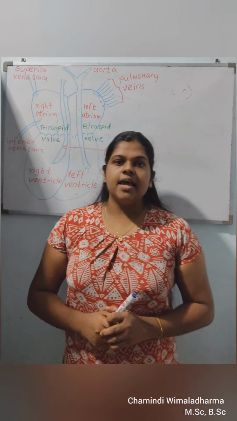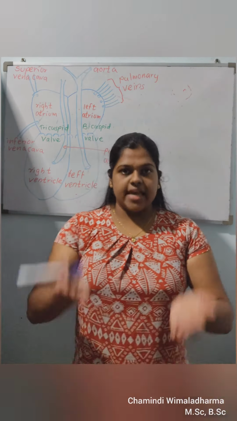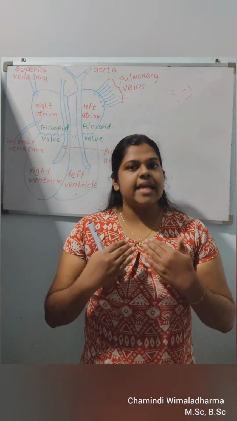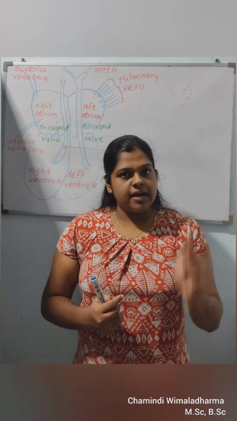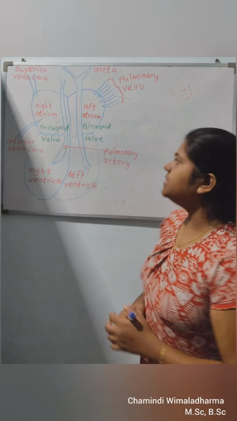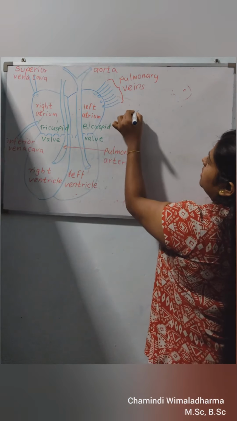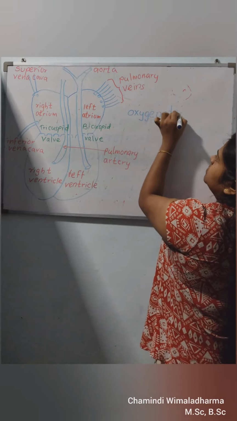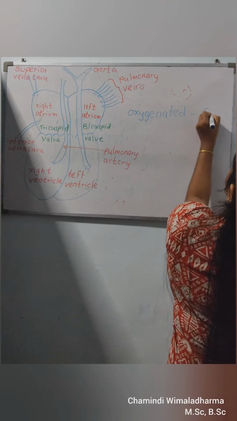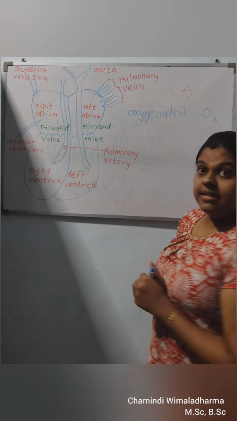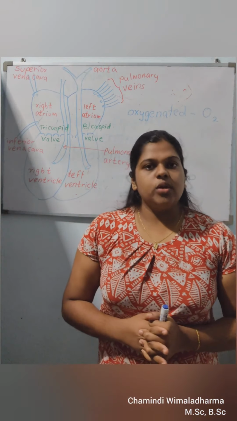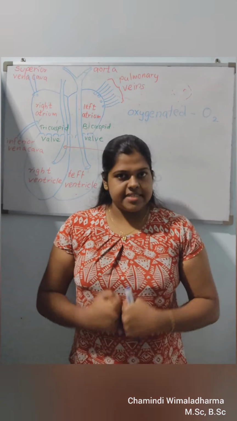Oxygenated blood means, when we are breathing, we take in oxygen. So that oxygen gets mixed with the blood inside our lungs. When the blood is mixed with oxygen, we label it as oxygenated blood. That means it contains oxygen.